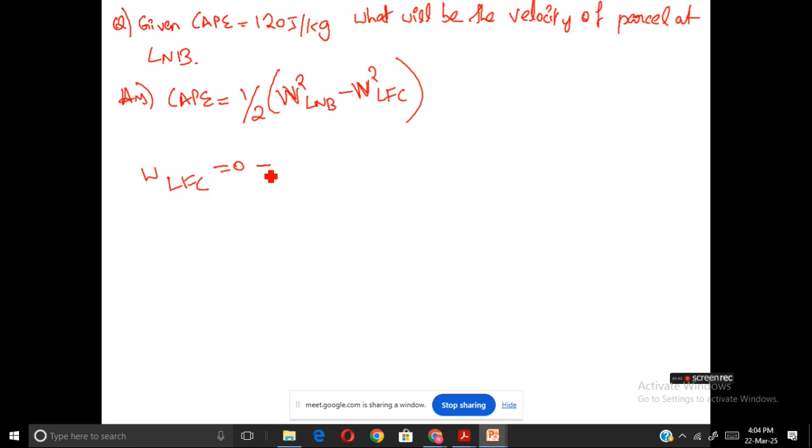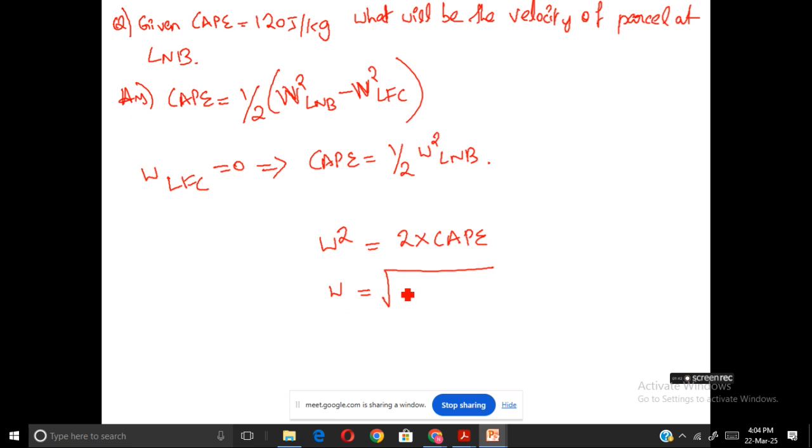Suppose this is 0, which implies CAPE is equal to half into W square at LNB. The value of CAPE is given, so W square is equal to 2 into CAPE, or W is equal to root of 2 into CAPE. The value of CAPE is root of 2 into 120. How much will be the value of W at LNB? What is the value? Can you tell me?